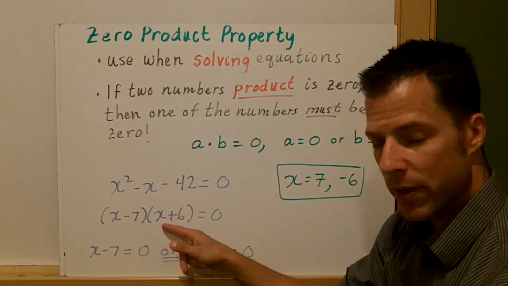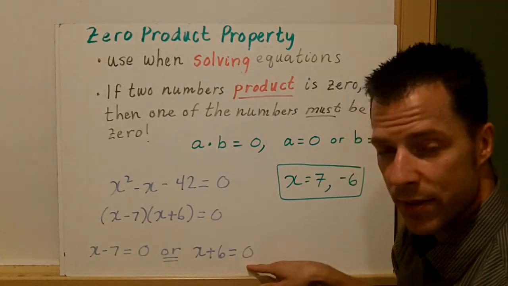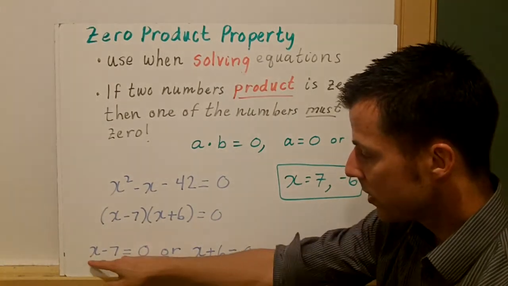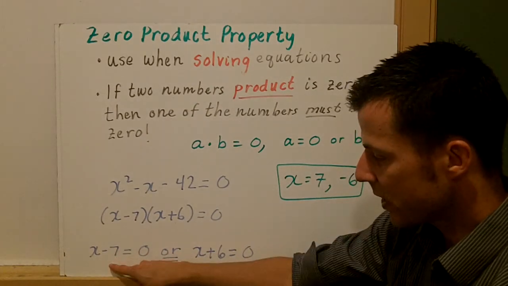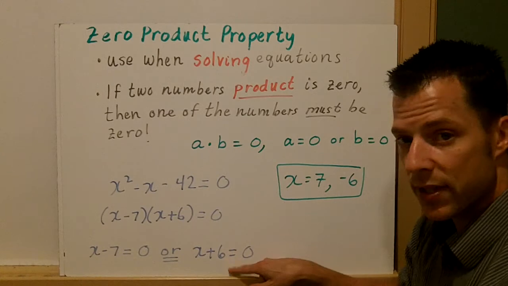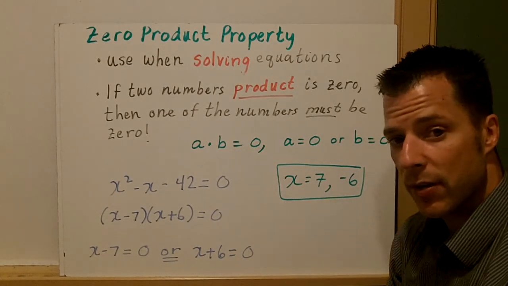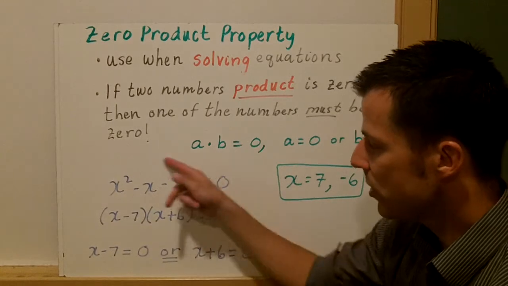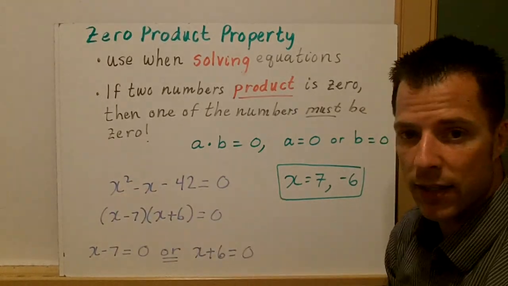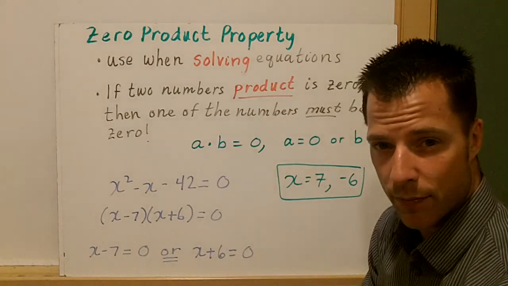So I have two numbers being multiplied whose product is 0. One of them has to be 0. So I solve each binomial, and I get x equals 7 here, and x equals negative 6 here, and we see our zeros. Now this is very important. When you look at this equation, basically we're finding the x-intercepts, the roots, the zeros. So let's look at a couple more examples.